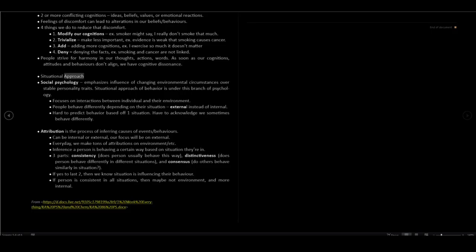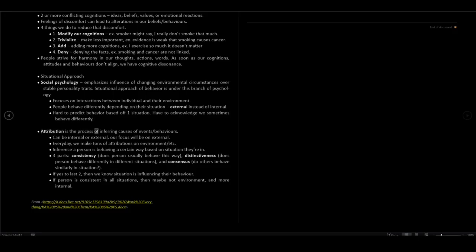Situational approach. Social psychology emphasizes the influence of changing environmental circumstances over stable personality traits. The situational approach to behavior is under this branch of psychology. It focuses on interactions between the individual and their environment. People behave differently depending on their situation, external instead of internal. It's hard to predict behavior based off one situation. We have to acknowledge we sometimes behave differently.